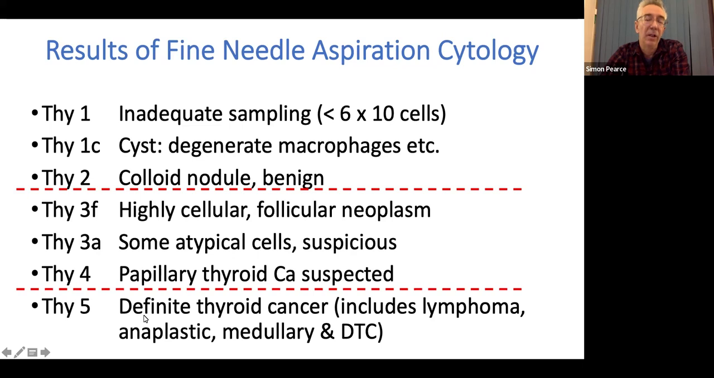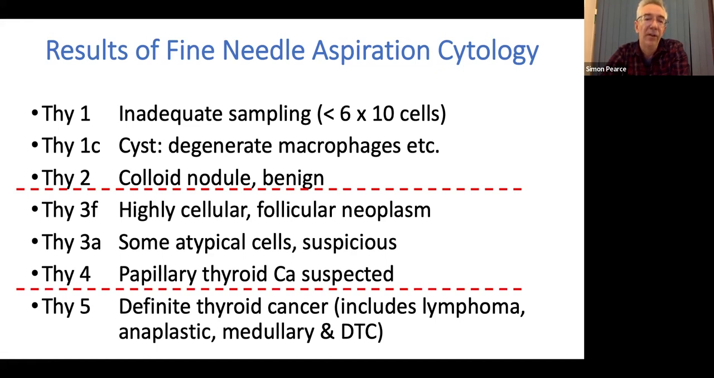And that could include all sorts of different sorts of thyroid cancer. We'll come on to those, but that would most commonly be papillary or follicular, but also lymphoma, anaplastic, medullary thyroid cancers as well would have this Thy5 category, which the microscopy person, the pathologist, would give.